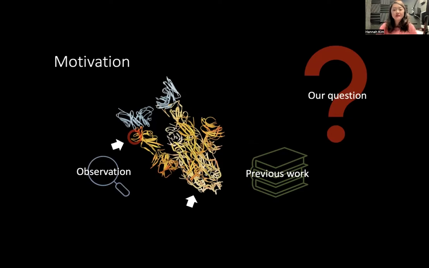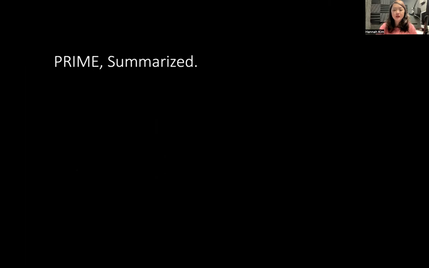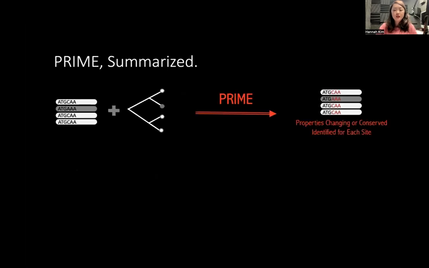These were the ideas behind PRIME. PRIME is an abbreviation for Property-Informed Models of Evolution. PRIME takes a multiple sequence alignment and a phylogenetic tree as inputs and returns properties that are changing or conserved. Note that PRIME has site-level resolution. Briefly, our method can be summarized in 3 steps.